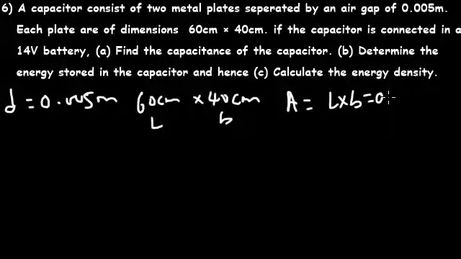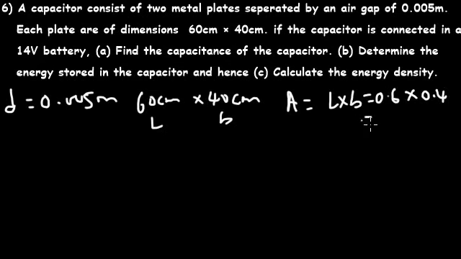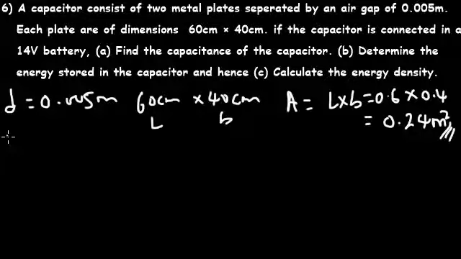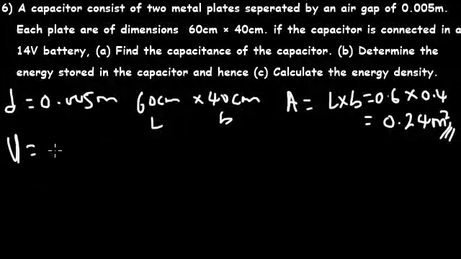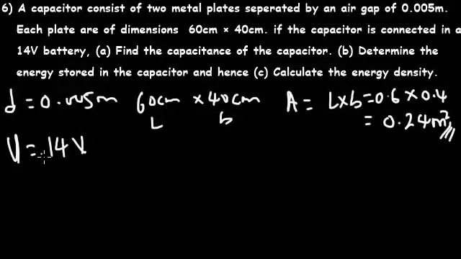So that will be 0.6. When we divide 60 by 100, it becomes 0.6. Multiplied by 40 divided by 100, which becomes 0.4. Perfect. So let's do this product and see what the result is going to be. 0.6, for those who might be confused, multiplied by 0.4, that's 0.24 meter squared. Excellent. So what else are we given? The capacitor is connected to a 14-volt battery, so we have the voltage to be 14 volts. What will be the capacitance?